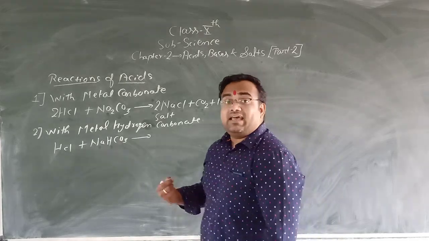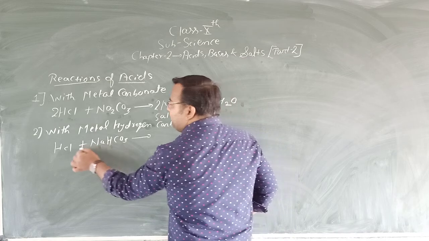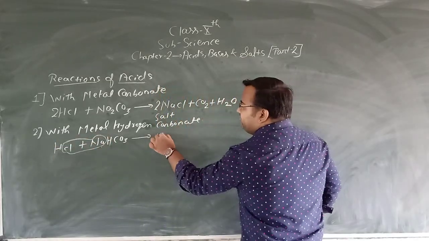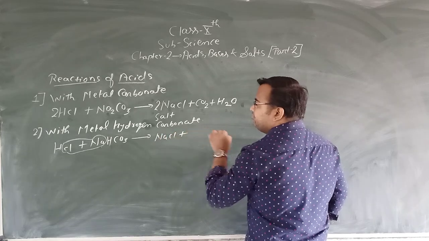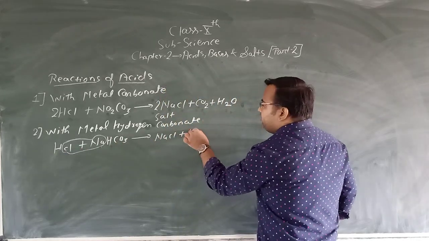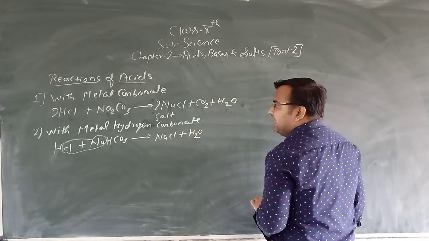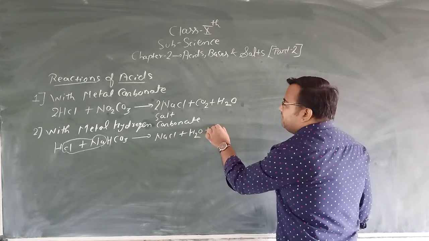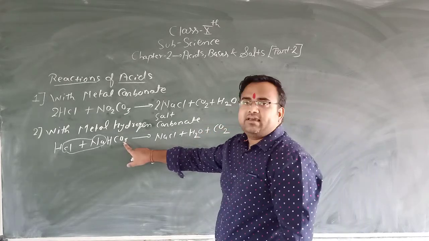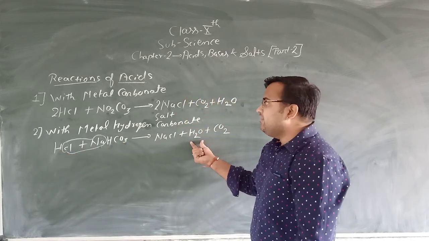So what happens when acid is treated with metal hydrogen carbonate? Na is a metal, it will combine with Cl. It will give NaCl, plus 1 hydrogen, 2 hydrogen, and it will take 1 oxygen from CO3, so it will be H2O, and the remaining part is CO2. 1 oxygen is taken by these 2H, so a water molecule is formed, and the remaining one is CO2.